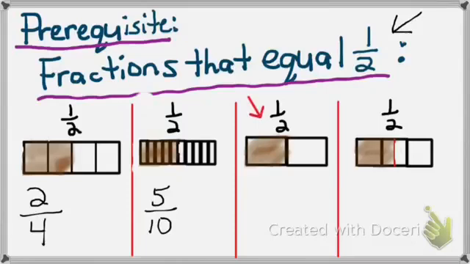In our third example, again, it looks like I have half of a Hershey bar. How many pieces did it take to make a whole? 2. I have half of them. What's half of 2? 1. So I have 1/2 of a Hershey bar.